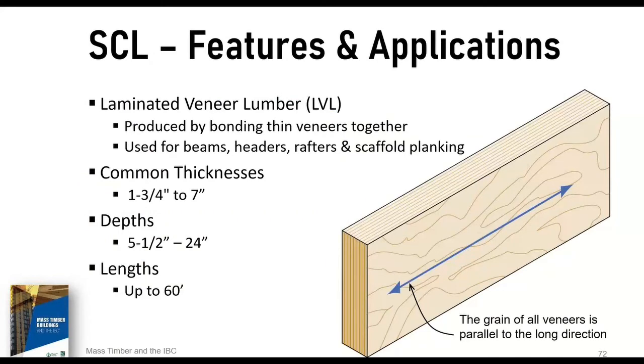Here I'm showing laminated veneer lumber for this example. The LVL is produced by bonding thin wood veneers together in a large billet. The grain of all veneers is parallel to the long direction. The LVL billet is then sawn to the desired dimensions depending upon the construction application. As you can see from the slide, we've listed some of the common thicknesses, some of the common depths, and the availability in lengths of up to 60 feet.